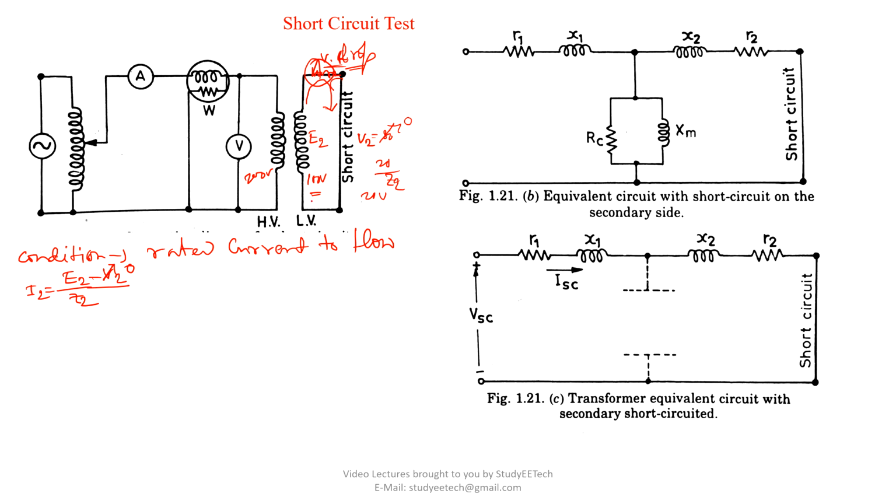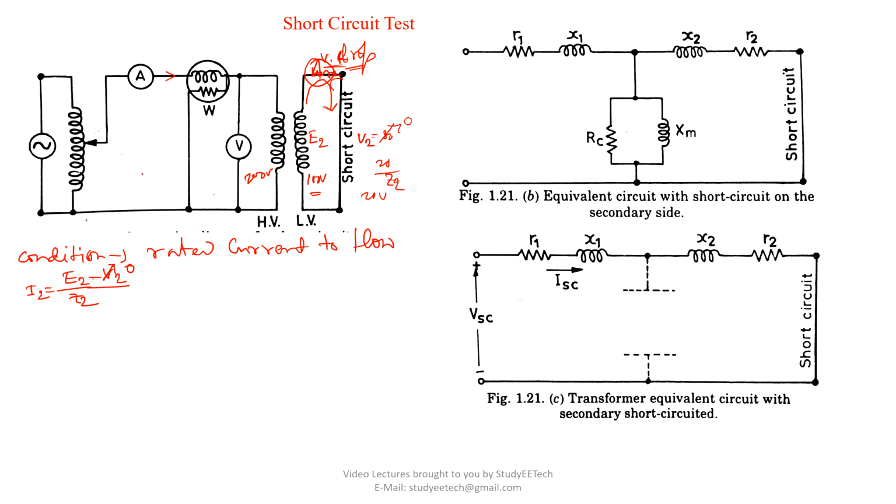The idea is, if you get this concept, I'm telling you, if you did not get the concept, go back and listen again to what I'm saying: a small voltage is enough to circulate the rated current. If you get this concept, the remaining part is very easy. Now we can say that with a small voltage the rated current is flowing, and we can assume the rated current is flowing here also.